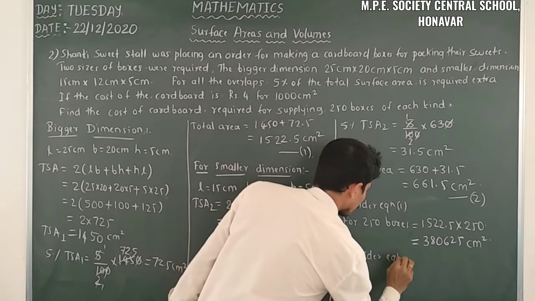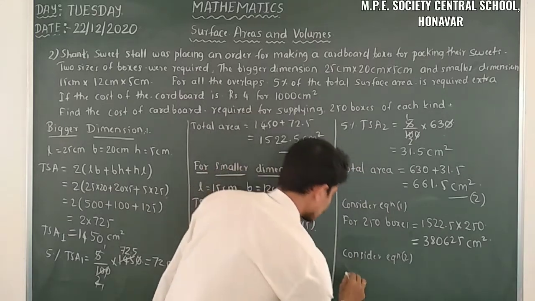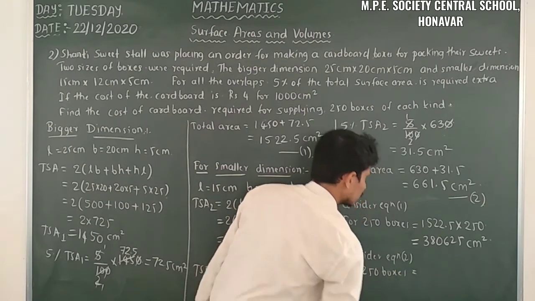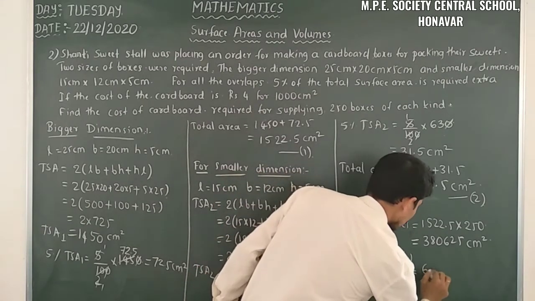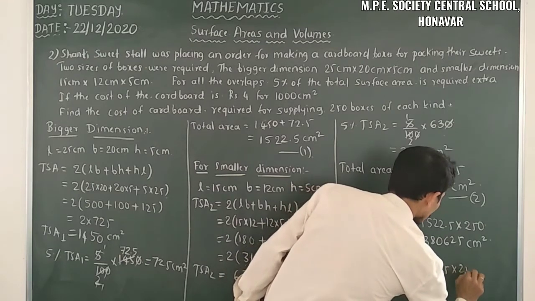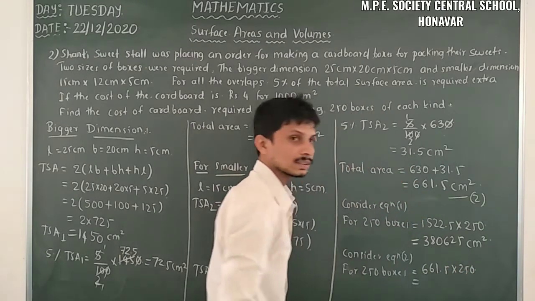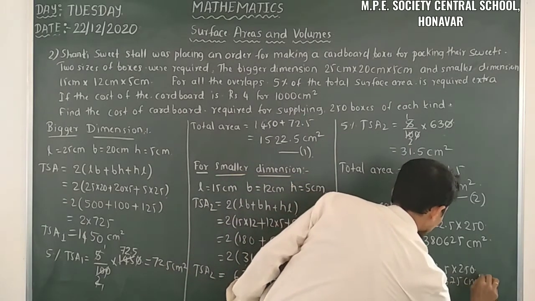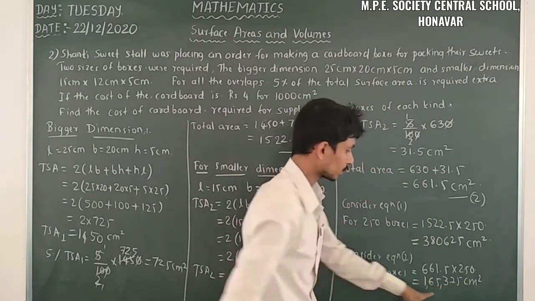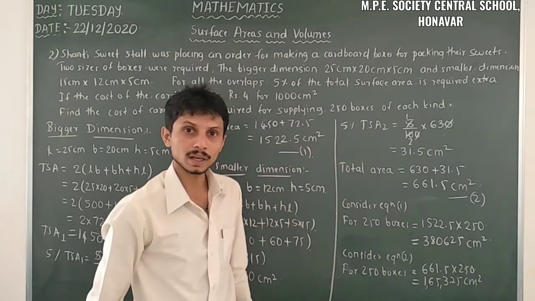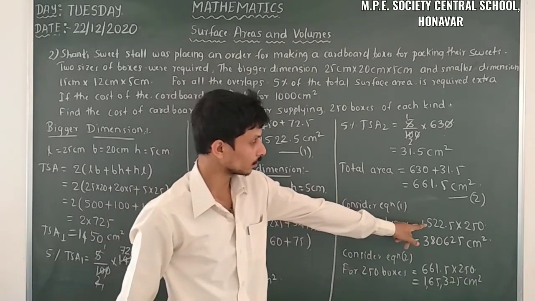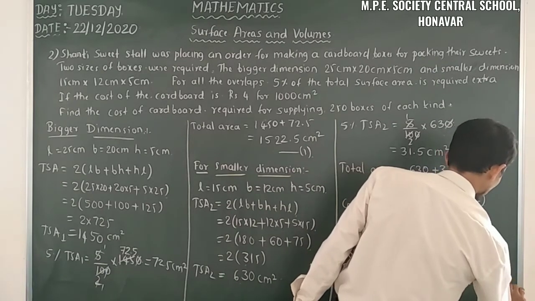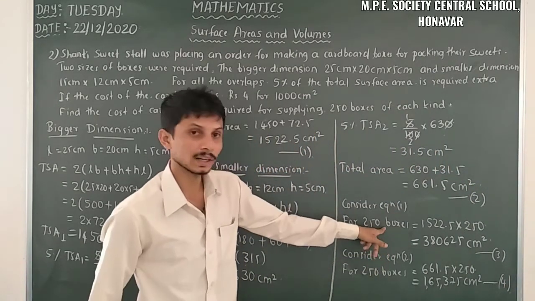Then consider equation number 2, that is for the smaller dimension, for 250 boxes. Here 661.5 into 250 is equal to 1,65,375 centimeter square. So we have to calculate these two things. I will take this as equation number 3 and equation number 4, that is the smaller dimension and the bigger dimension.